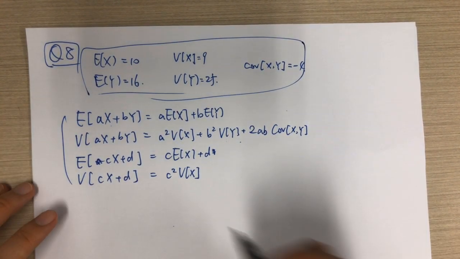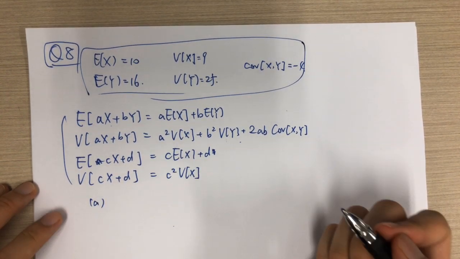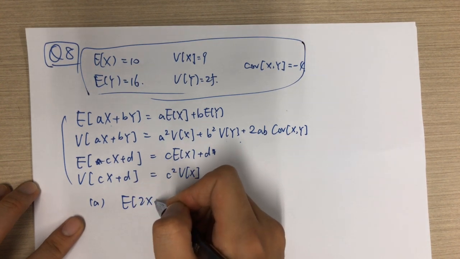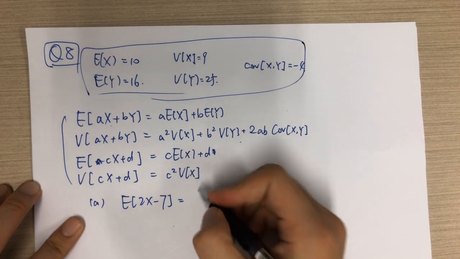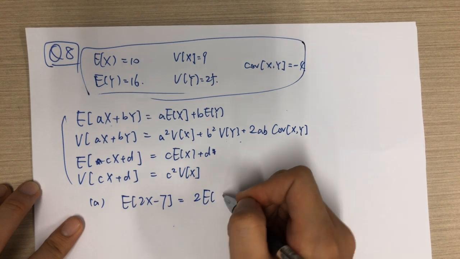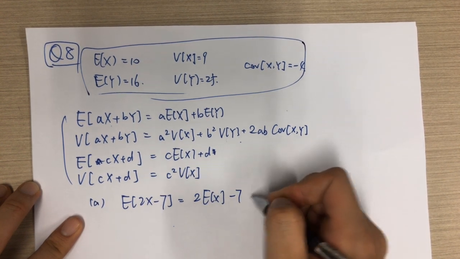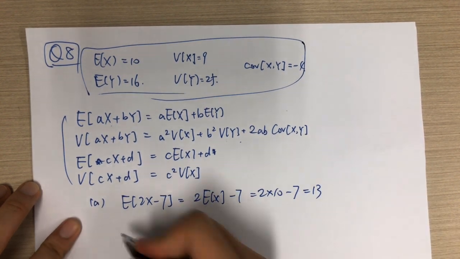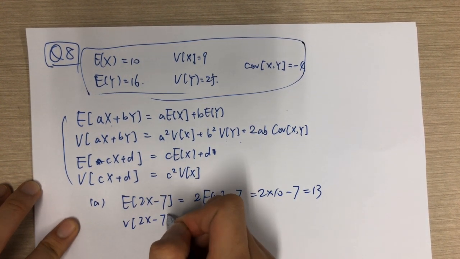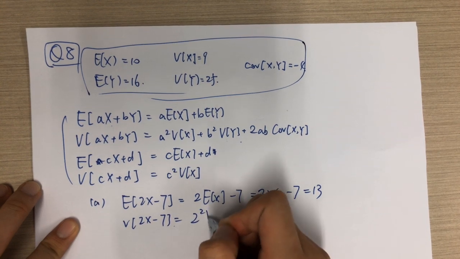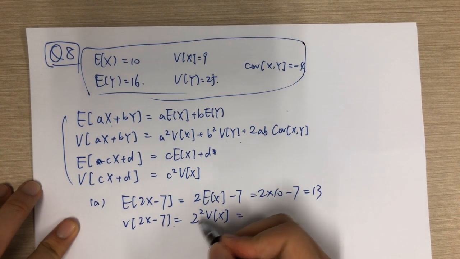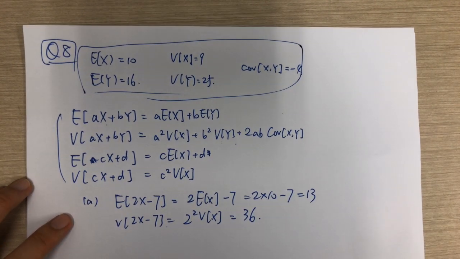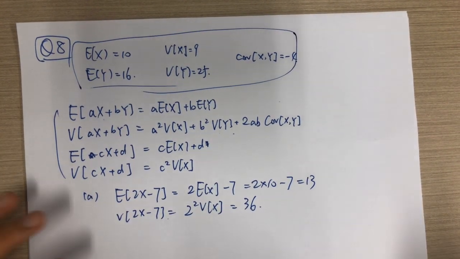So let's do a quick example. A, find the expected value and variance of 2x minus 7. So 2x minus 7, expected value will be 2 times E of x minus 7. So it's 2 times 10 minus 7, 20 minus 7 is 13. The variance of 2x minus 7 equals 2 squared variance of x, so equal to 4 times variance of x, which is 4 times 9, so it's 36. All right, so that's how you solve the problem, okay?